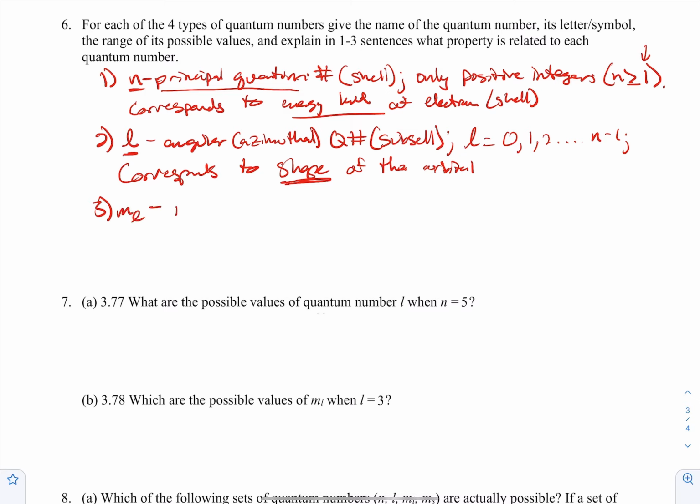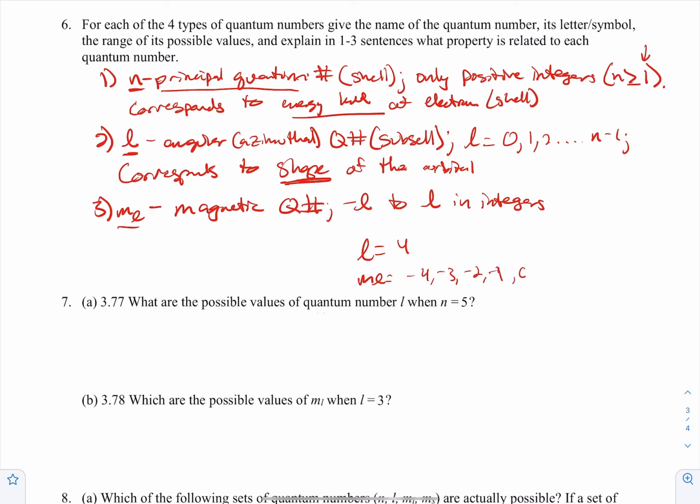It's called the magnetic quantum number, and it gives us the actual orientation of the orbital that we're talking about. Let's talk about the range first. This ranges from negative L to L in integers. So let's say L was equal to 4. That means m sub L would be limited to negative 4, negative 3, negative 2, negative 1, 0, 1, 2, 3, and 4. If L is equal to 2, then we would only have this range right here.